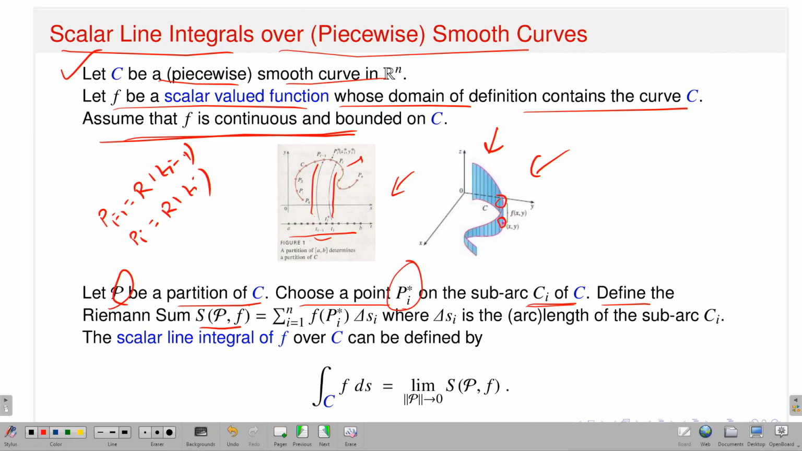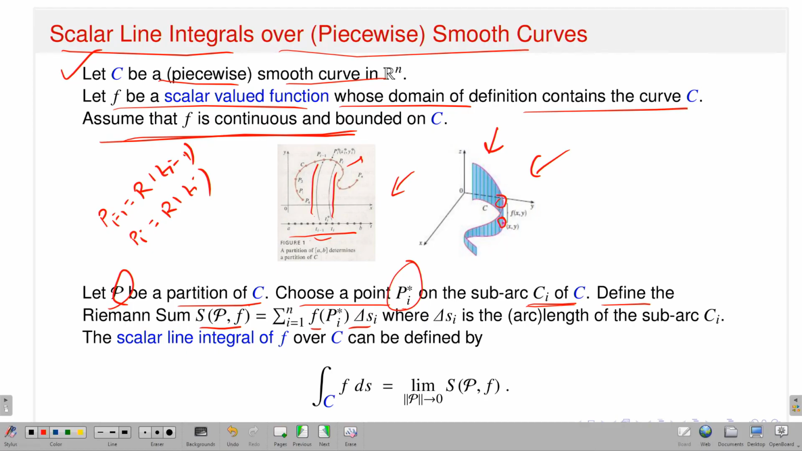P is the partition, F is the given function. What you have to do is take the value of the function at Pi star times the arc length of my subarc Ci. Earlier, you had the partition of the interval A to B, took a subinterval xi minus 1 to xi, took a point xi I inside that interval, and then made a Riemann sum: F of xi I times the length of the interval, that means xi minus xi minus 1. Exactly, I am doing the same thing.